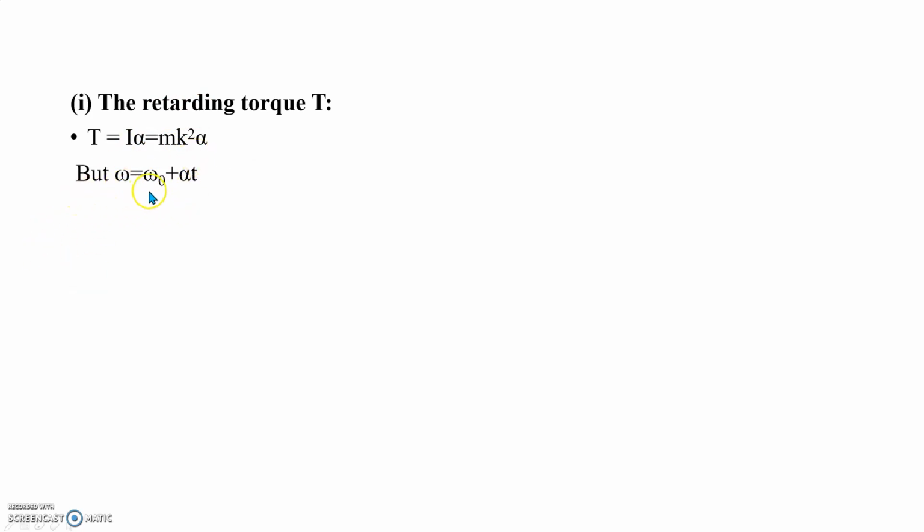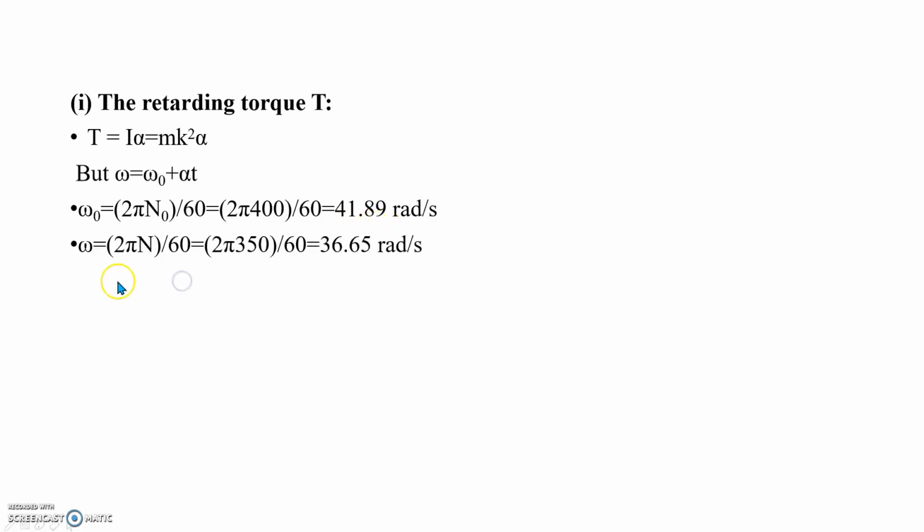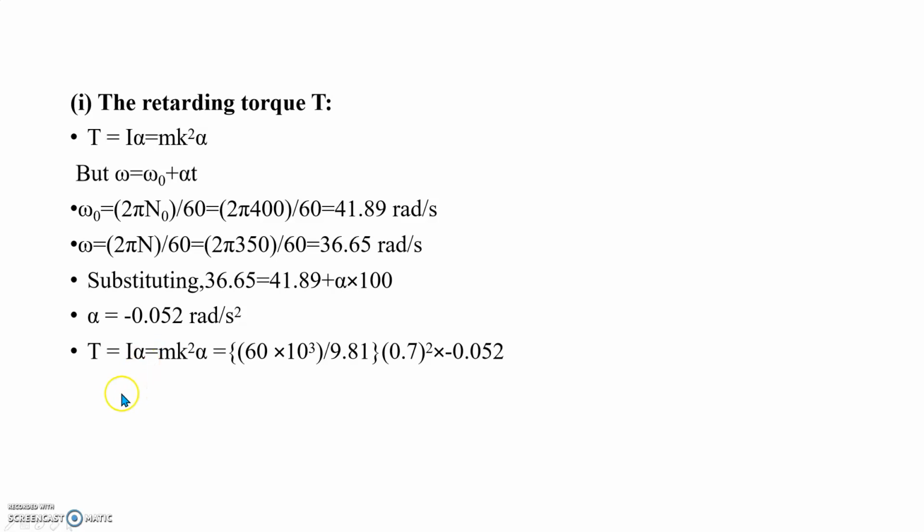From the equation of motion for rotational motion, omega equals omega 0 plus alpha into t, where omega is the final angular velocity and omega 0 is the initial angular velocity. This relation is similar to v equals u plus at. We can determine omega 0 equals 2 pi N0 by 60, which gives 41.89 radian per second. Final angular velocity omega equals 36.65 radian per second. Substituting these values in this equation of motion, we get alpha as 0.052 radian per second square.